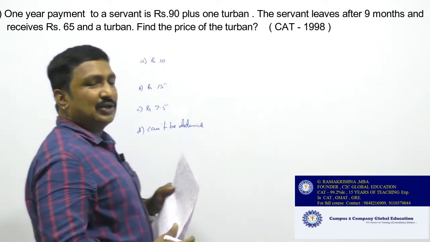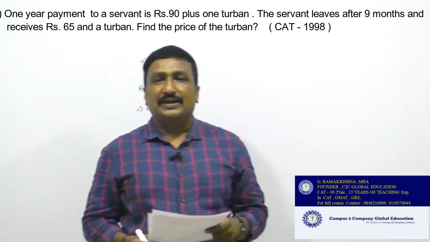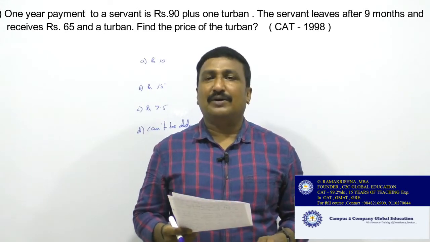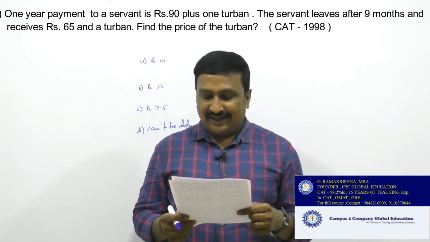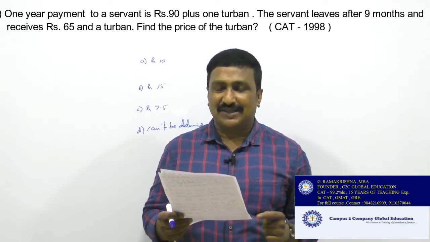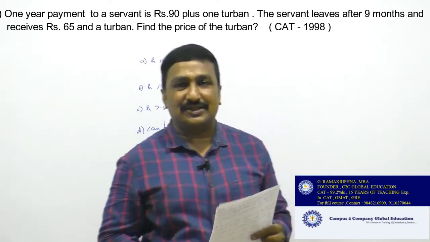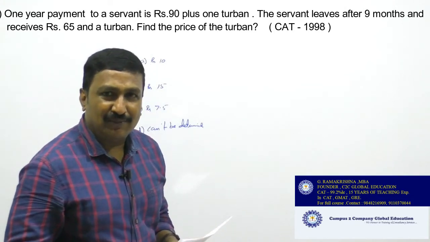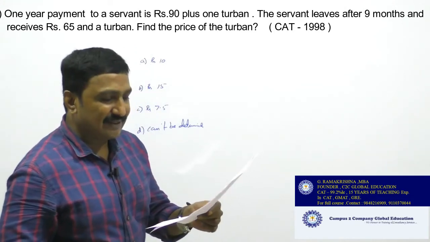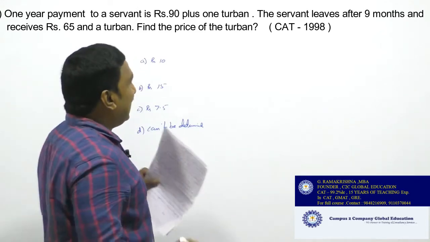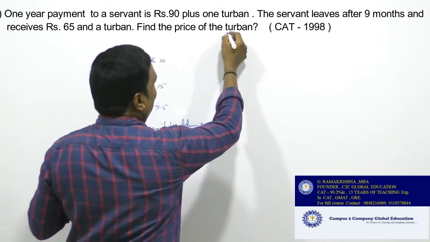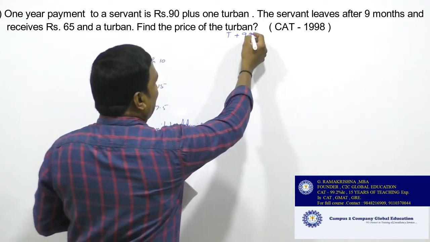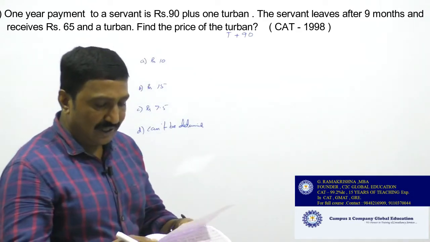Okay, now friends, so did you understand the concept of this question? So a servant paid 90 rupees plus 1 turban for 1 year. The servant leaves after 9 months and receives how many rupees? 65 rupees and turban. So first, let us take 1 year means how many months will he come? 12 months. For 12 months, he will get how many rupees? 90 rupees plus turban. Let us take turban cost is T. So T plus 90 rupees is 1 year. But he worked for only how many months?